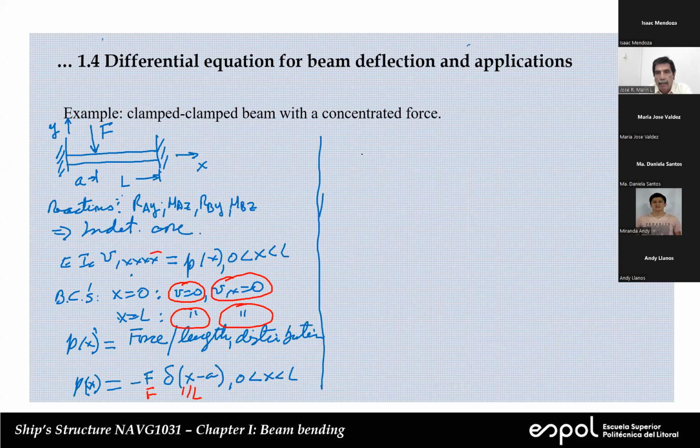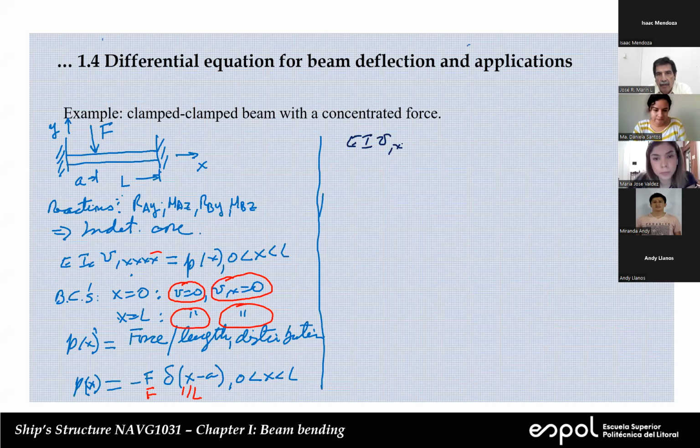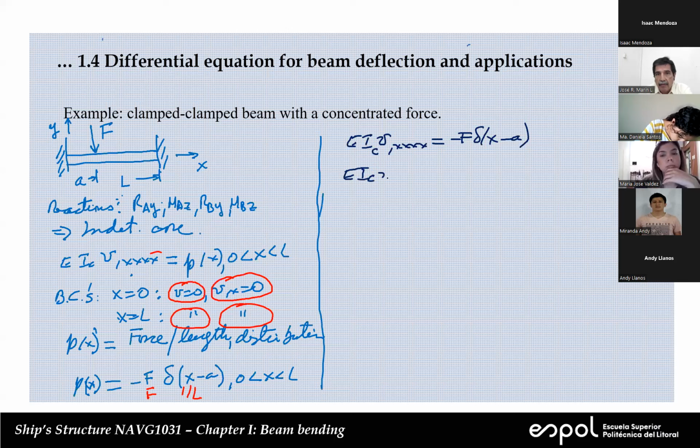Yes, doctor. Okay, thanks. So we proceed with integration. So we have EI V comma 1, 2, 3, 4 minus F delta X minus A. And we go on. Integrate 1. So we said EI V comma 1, 2, 3. See, you integrate the delta and you obtain the step. And you include a constant.